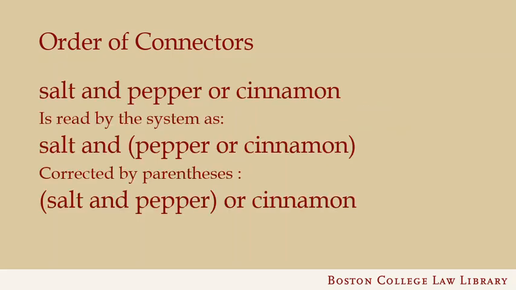So in the example salt AND pepper OR cinnamon, the computer, not knowing what these words mean, assumes pepper OR cinnamon are alternatives and runs that connector first, and requires one or the other to be in the same document as the word salt. But by putting parentheses around salt AND pepper, we tell the computer we want this operation performed first, and we want any documents that have either both the word salt and the word pepper, or any document that contains the word cinnamon.